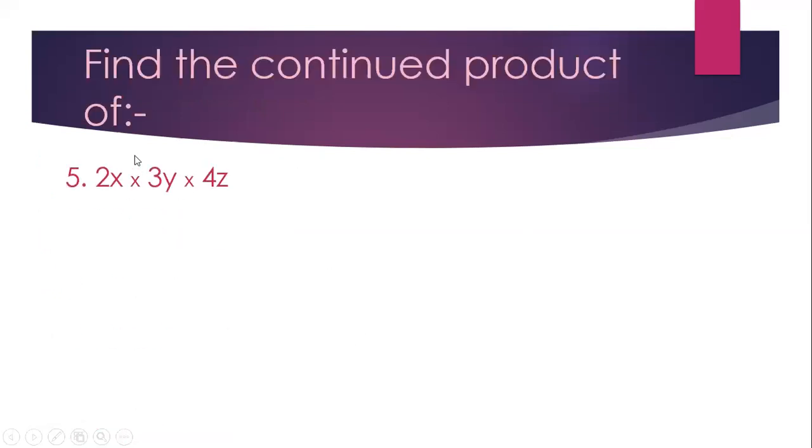Now, the 5th question is find the continued product. Product means multiply. You have to multiply these 3 monomials together and share your answers. Sania Salim, I want you to share your answer quickly. Sania Salim, again I'm taking the name of Ahmad, Umar, Murtaza and Nuseba.